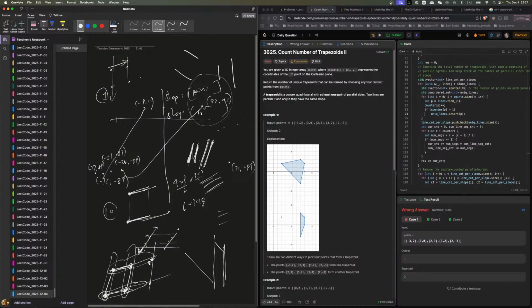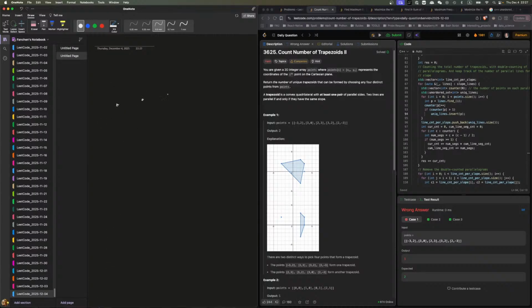Oh, then you have more parallelograms. Damn, how do we count a parallelogram like that? Right, so we have this, these are parallel, and these are parallel as well. How many parallelograms are there?